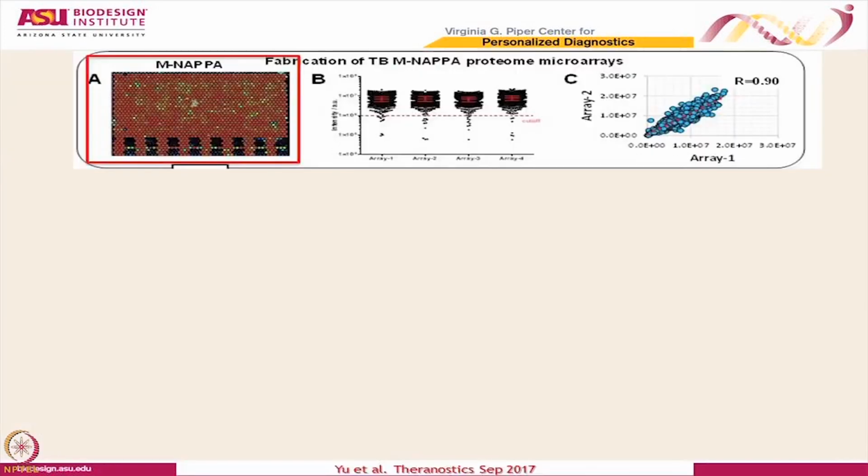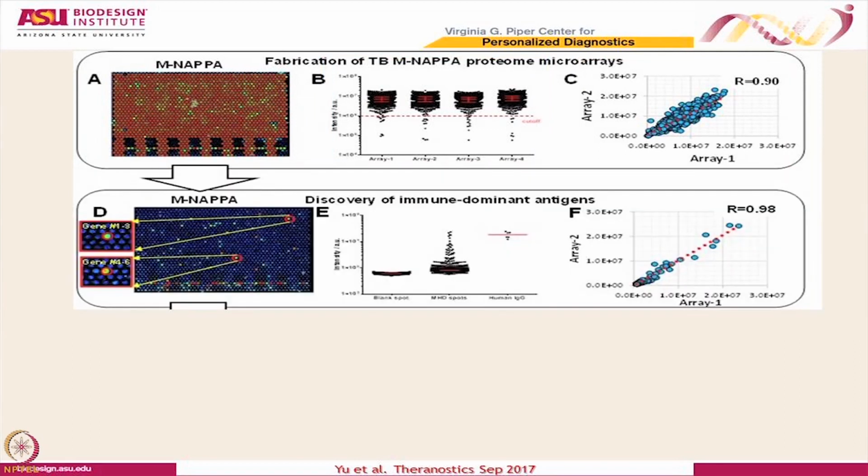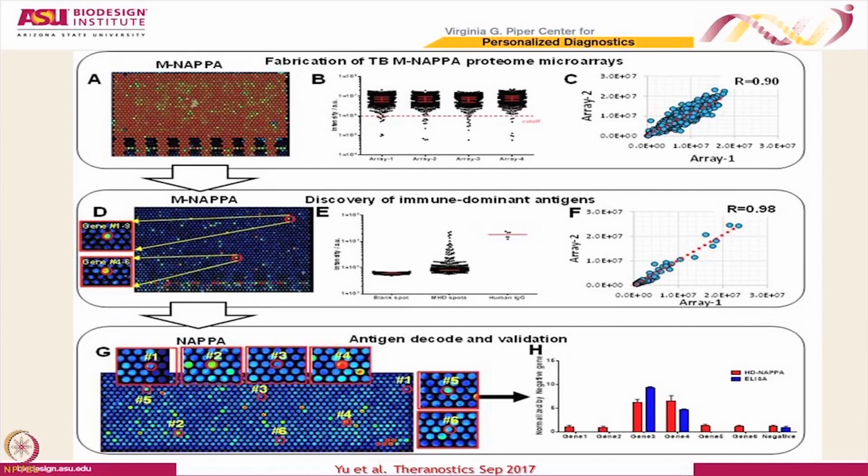And so this is kind of the strategy. You produce a mixed NAPPA array up here. You get good signal for all these proteins. You show that you have good correlation. You screen for antigens that are detected in the patient, let's say, and you see a number of spots that light up. You compare array to array to make sure that you're getting consistent results. This is all sort of quality control stuff.